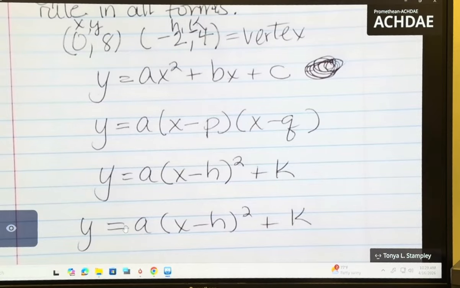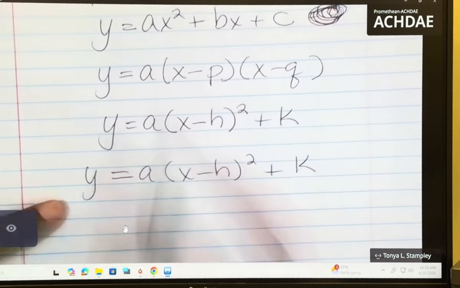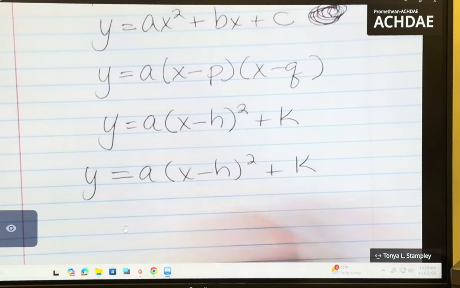Yes? Somebody's hand was up. You got a question? I was going to ask how you get the a. But that's how. I'm going to plug in everything else, right? Let's do it. Let's see what it looks like. Hopefully it comes out clean because I don't know if that was really the vertex or not.